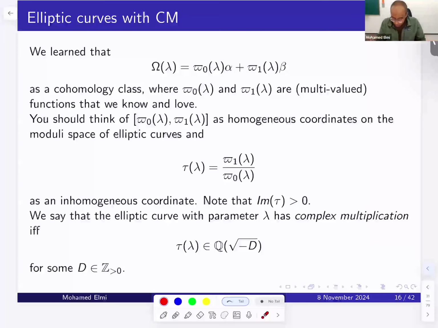And we say that an elliptic curve with parameter lambda has complex multiplication if tau is a solution of some quadratic equation with integer coefficients. It's a very classical thing.